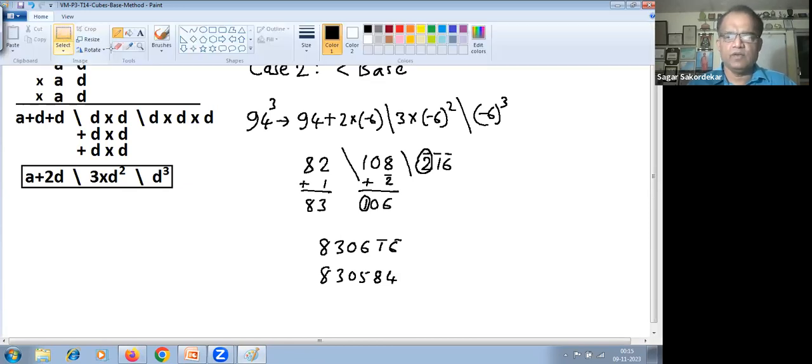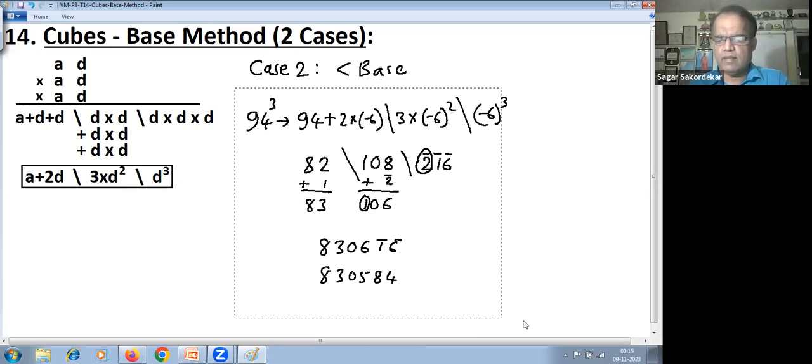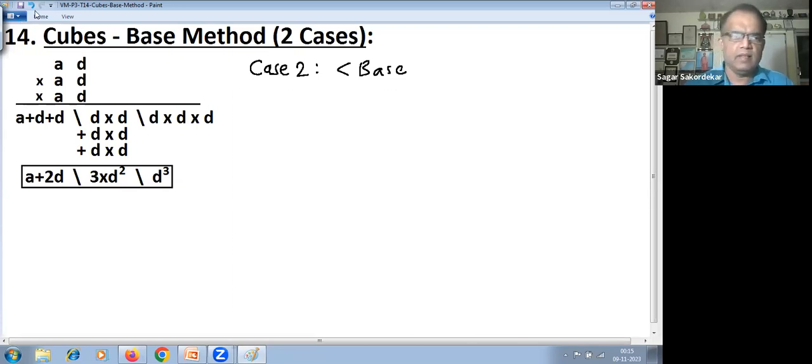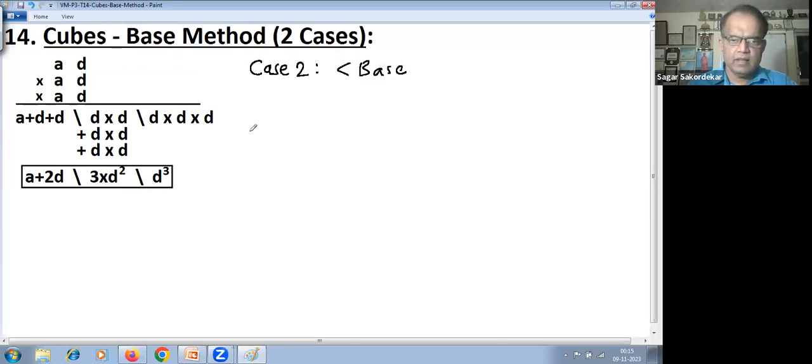So like this, you can find the cube of any number. You have to practice a number of examples here. Then pause anytime and just try yourself. We'll take one more example. 996 cube. 996 is the number, plus 2 into minus 4.